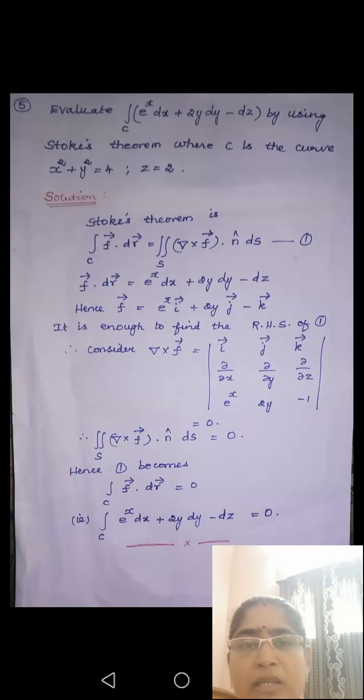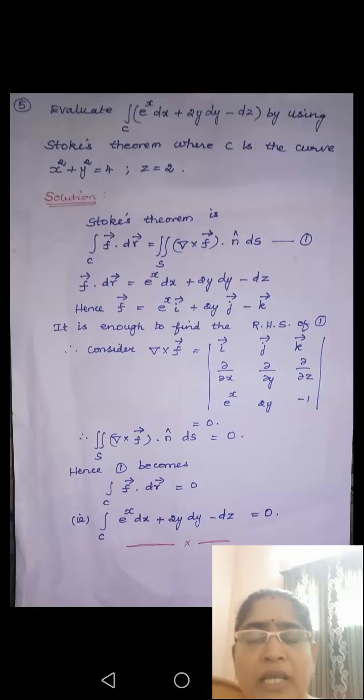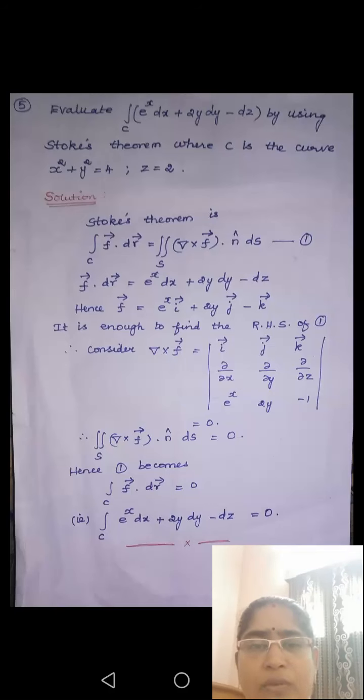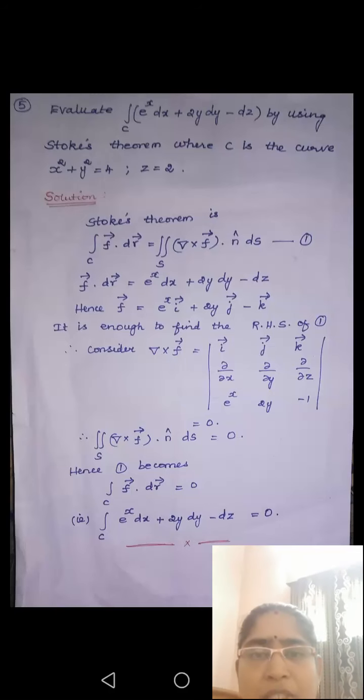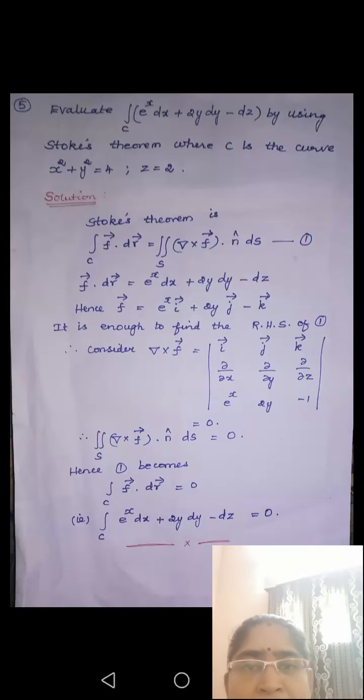Therefore, double integral over S del cross f vector dot n cap into ds is equal to 0. Hence, equation 1 becomes integral over C f vector dot dr vector is equal to 0. That is, replace instead of f dot dr, we will be getting integral over C e power x into dx plus 2y into dy minus dz is equal to 0. Hence, the value of this problem is 0.